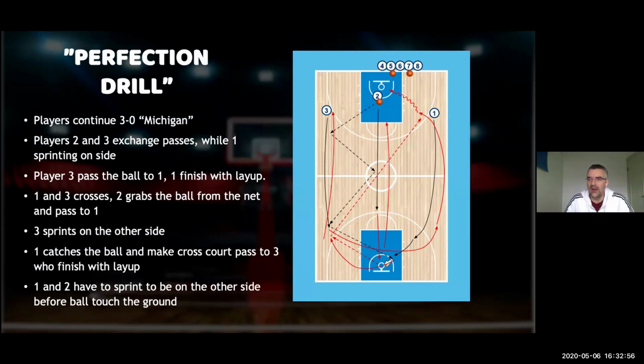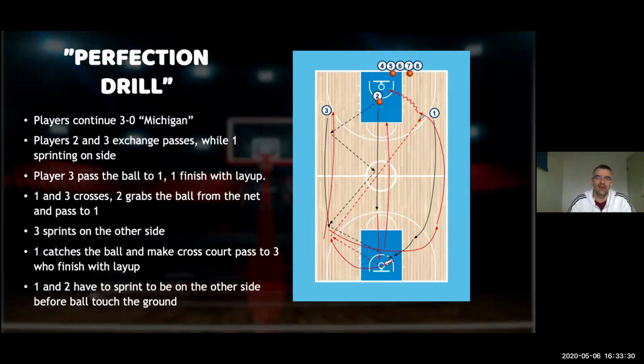They cross the line, player 2 grabs the ball, makes an inbound pass to player 1, and player 1 makes a long pass to player 3. So player 3 makes this pass, starts cutting here, player 2 grabs the ball from the net, passes to player 1, who is now here, and with 1 or 2 dribbles or without dribbling, makes a long pass. Now here you can teach them to make a baseball pass if you want, or a long, strong chest pass.